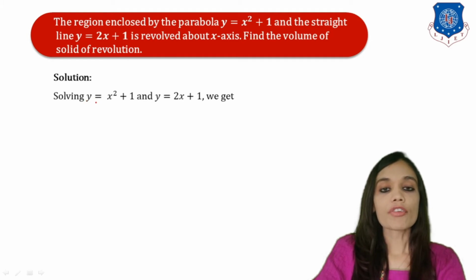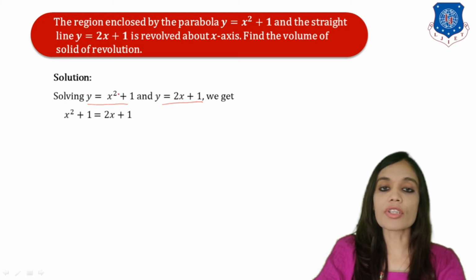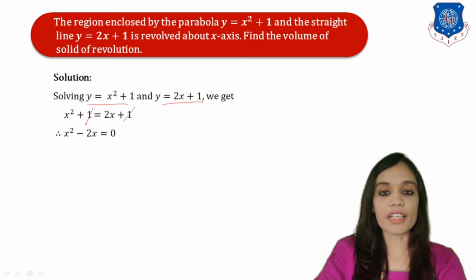So firstly, we will find the points of intersection between the parabola and the line. We are given y equals x square plus 1 and y equals 2x plus 1. So from this we get x square plus 1 equals 2x plus 1. Now the 1 will get cancelled out. Therefore, x square minus 2x equals 0. Now take x outside, so we get x times x minus 2 equals 0. Therefore, x equals 0 and x equals 2.